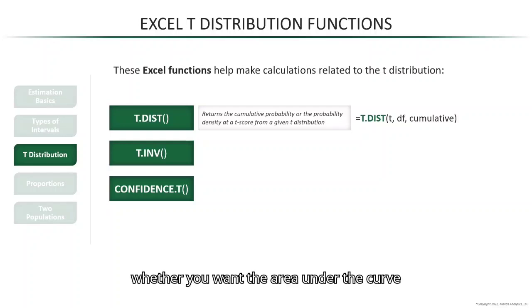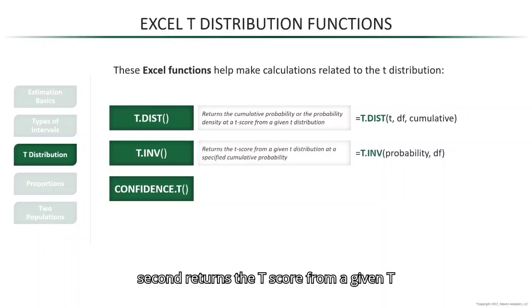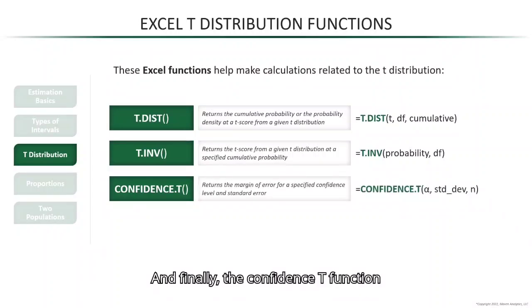and whether you want the area under the curve or the height of the curve, which again, most of the time we'll want the area under the curve unless we want to plot the distribution itself. The second returns the t-score from a given t-distribution at a specified cumulative probability. And this is a formula that we'll use for calculating the critical value for our confidence intervals. And finally, the confidence.t function returns the full margin of error for a specified confidence level and standard error.